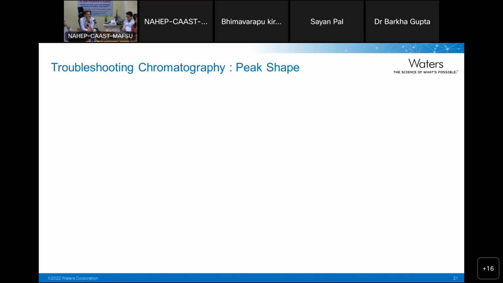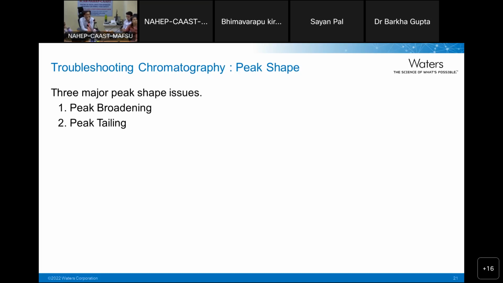So now, the basics and the frequently occurring chromatography problems. First is peak shapes. What we frequently see is bad peak shapes occurring. The 3 major peak shape issues are peak broadening, peak tailing, or peak fronting. And we'll see in detail what could be the reason and how we can troubleshoot those issues.